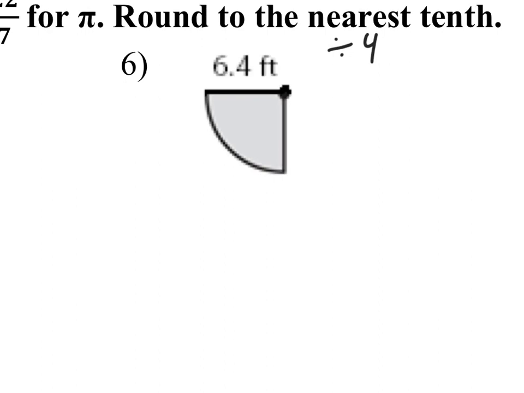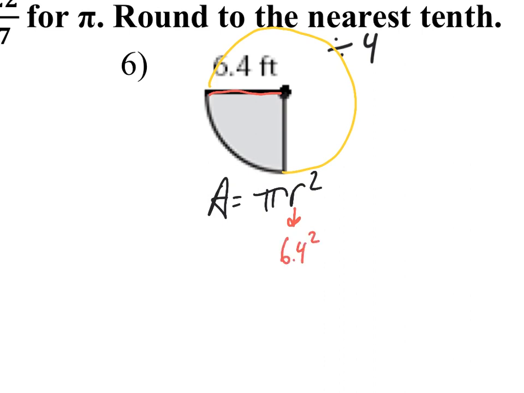All right, number 6. Same formula. A equals pi r squared. You have to kind of picture the entire circle here. Because of that 6.4 that they give us, we're actually dealing with the radius here because it only goes halfway across a full circle. So my radius is still 6.4. We have to multiply that times itself, or square it. And we're going to have to do 3.14 times that 6.4 squared. So now I'm going to do it piece by piece. I'm going to do 6.4 times 6.4 because I'm squaring this. And I get 40.96.